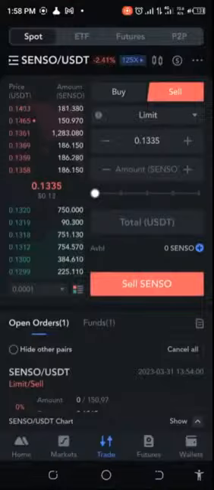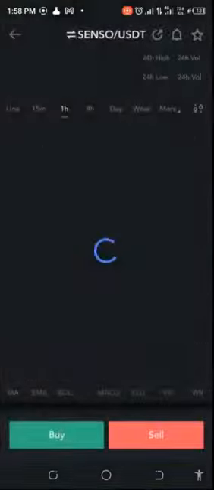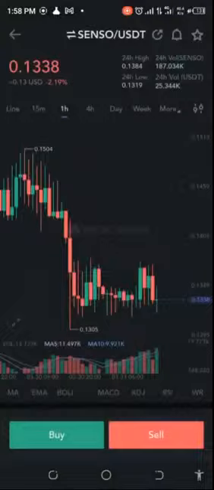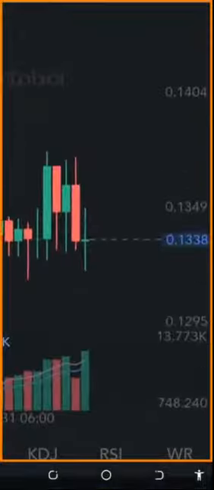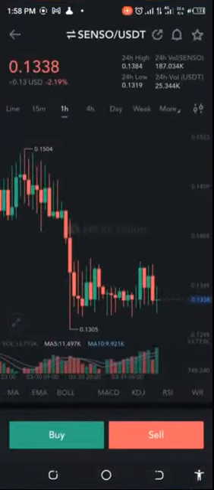Currently, I'm back in here just trying to check. I'm back into Senso USDT to see whether there is any hope for it to rise up. It looks like it's on a green candle. So we're hoping that this would move up higher. But anyways, I'll give you the results. Let's see how it goes.